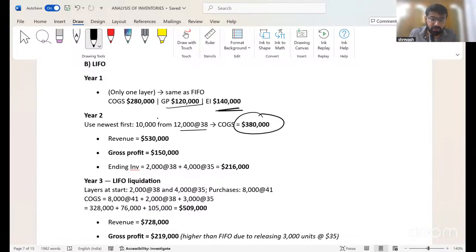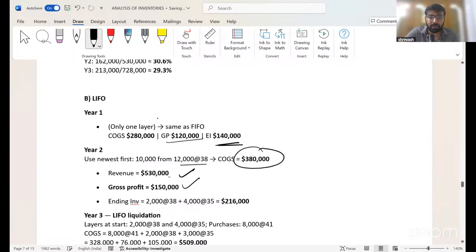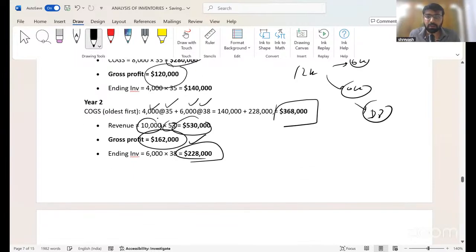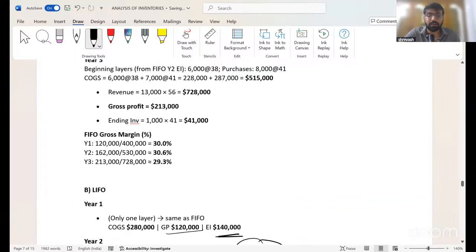Ultimately, my revenue remains the same at 5,30,000. My gross profit will be 530 minus 380, 1,50,000. Here my gross profit is 1,50,000, and in year two you can clearly see in case of FIFO it is 1 lakh 62,000, and in case of LIFO, it is 1 lakh 50,000.